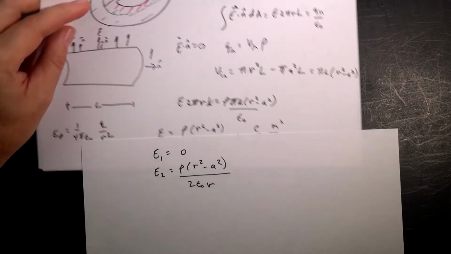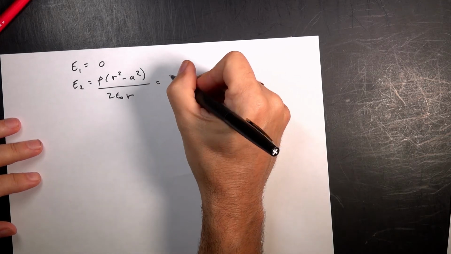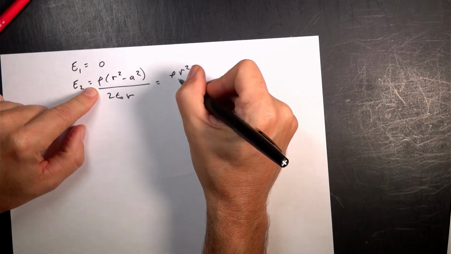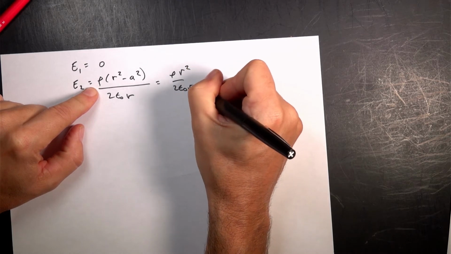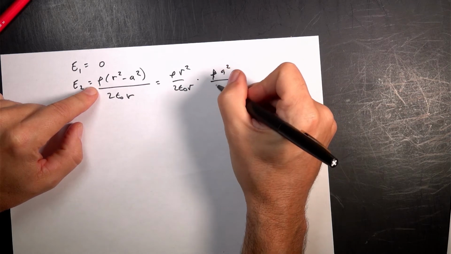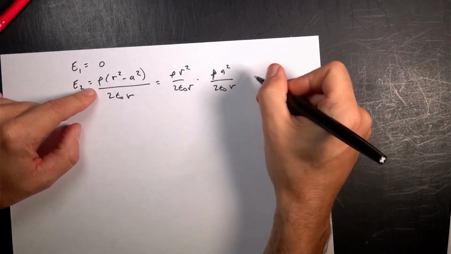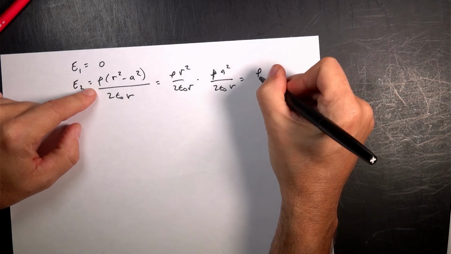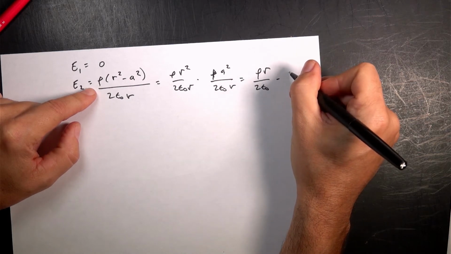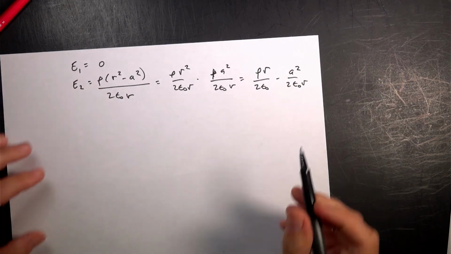And actually, you could also write this as, I could break this into 2 pieces. Rho r squared over 2 epsilon naught r minus rho a squared. Those look alike, but they're not. Over 2 epsilon naught r. And then here I have an r squared r, so that cancels. So it's going to be rho r over 2 epsilon naught minus rho a squared over 2 epsilon naught r, because that's E2.